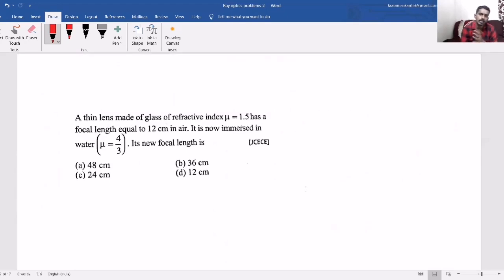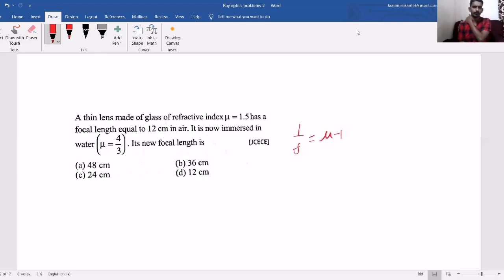Now, in a similar way, let's take the next question. A thin lens made of glass of refractive index mu equal to 1.5 has a focal length equal to 12 centimeter in air. It is now immersed in water. Its new focal length is? So a thin lens made of glass of refractive index 1.5 has a focal length. So in air they are talking first.